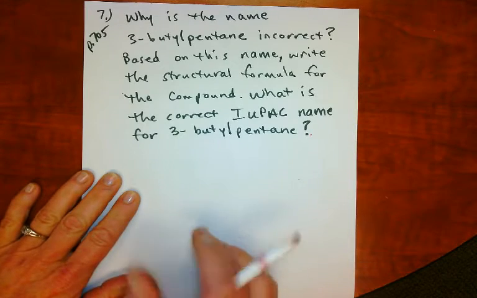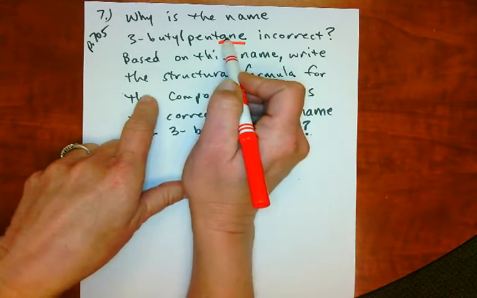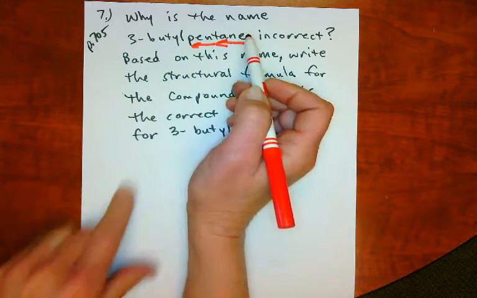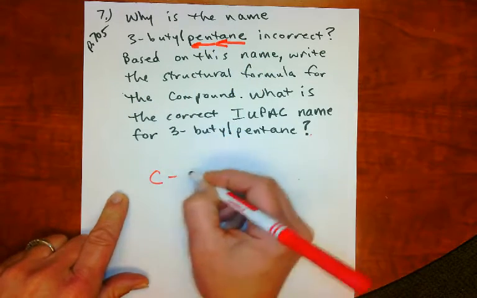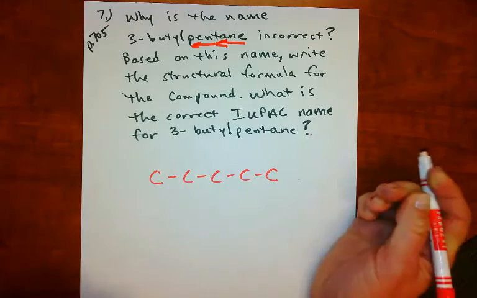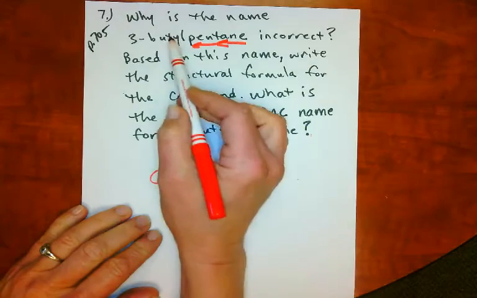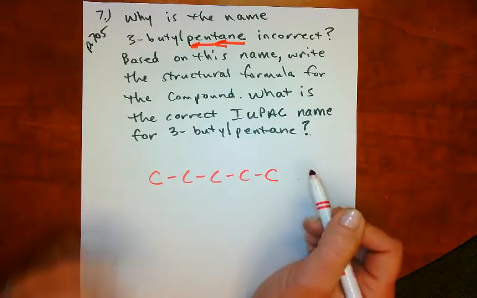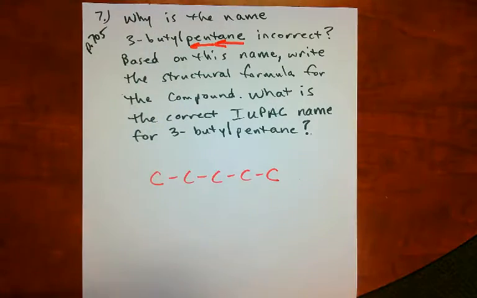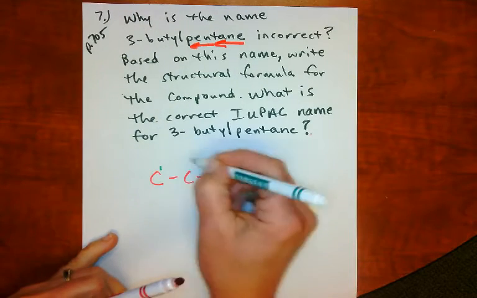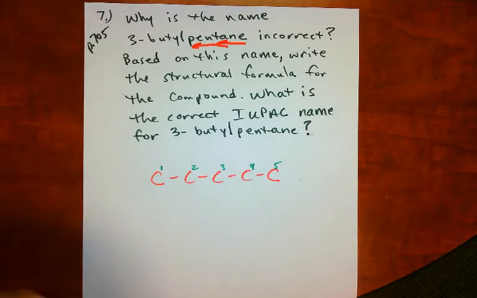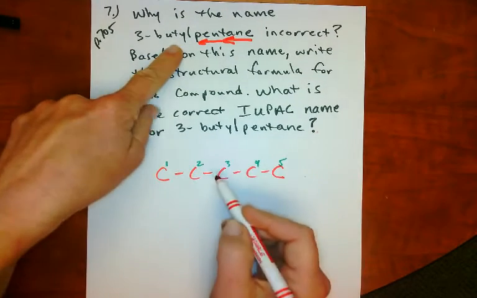So we need to draw it. You work backwards. Go this way. I have an ane, single bonded carbons. Then I have pent. That means 5 single bonded carbons. 1, 2, 3, 4, 1, 2, 3, 4, 5. Okay, single bonds. And then I have a butyl on number 3 carbon. So I'm going to make my own chain here. I'm going to start from the beginning, left to right. 2, 3, 4, 5.